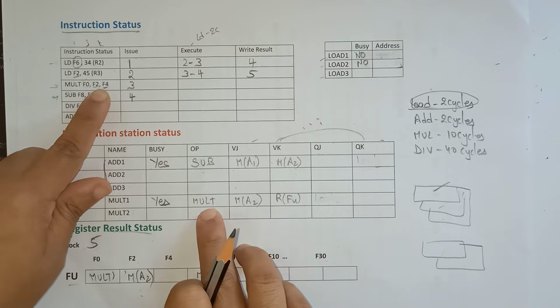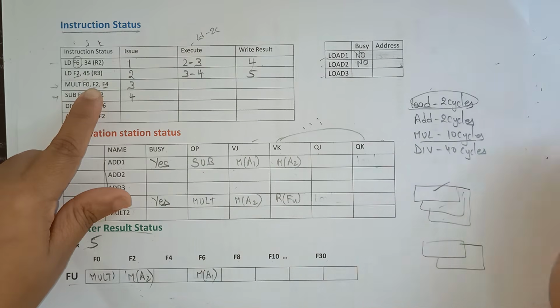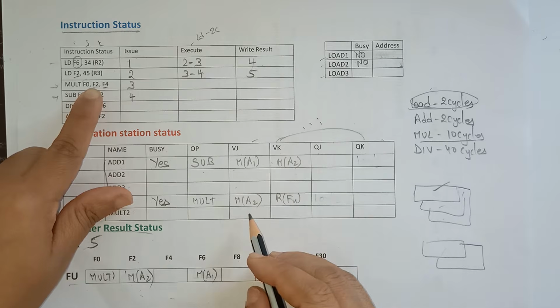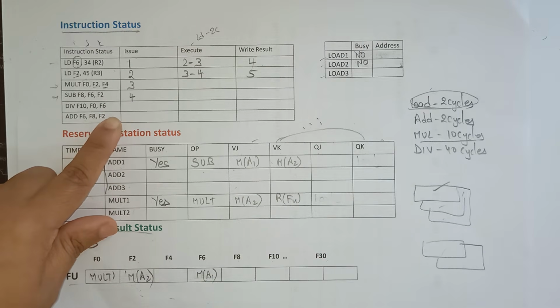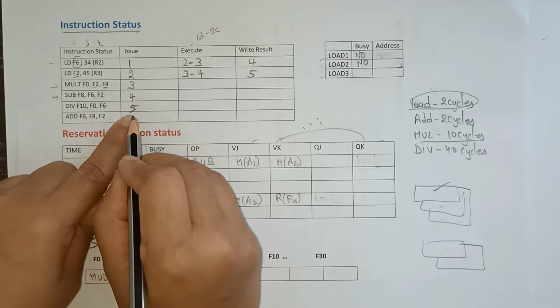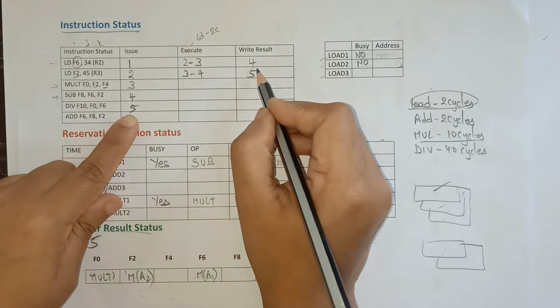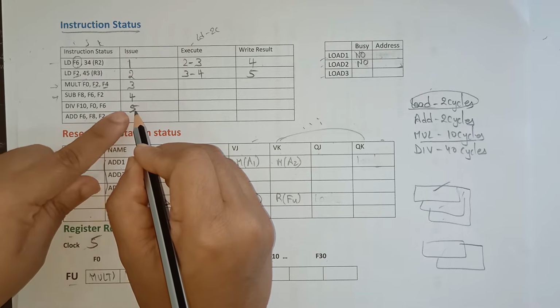Okay, but it's not complete. Even though you got the values, it has not completed its execution, because the multiplier takes 10 cycles to complete its execution. So still it is not yet completed. So in the fifth clock cycle, a division is also started. We are still in the fifth cycle, where the load is completed and division is also started.